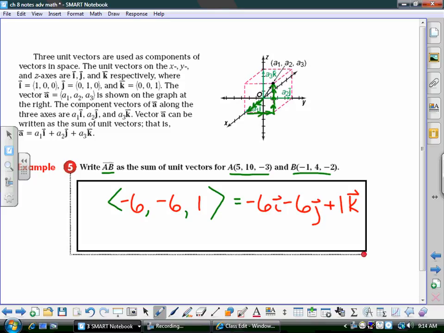On that last one, I wrote plus a negative. You can also write minus instead of plus a negative. And here at the end, if it's 1k, you wouldn't need the 1 there. You could just say negative 6i minus 6j plus k. Either way is fine.